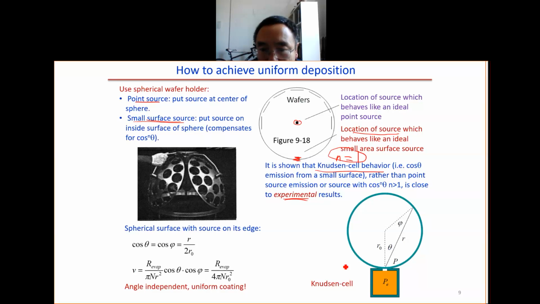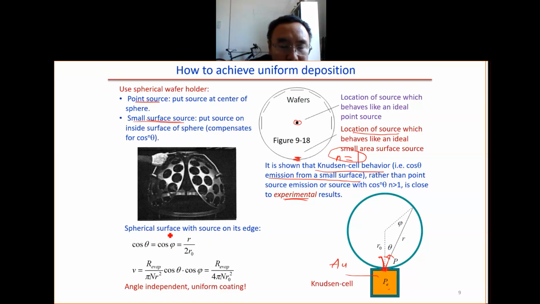So you have a vapor here, like gold. You put your gold, we have a vapor over the gold, and we have emission from this small surface. This is the emission from a small surface. So here we have emission from this small surface. So we can show this.